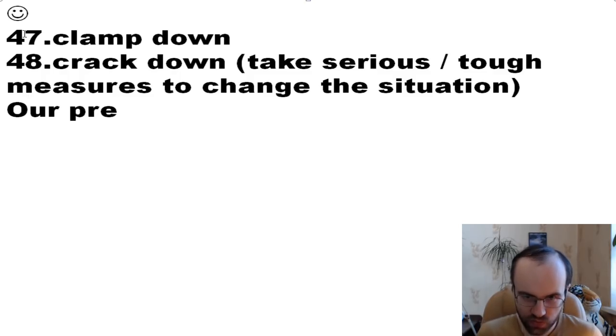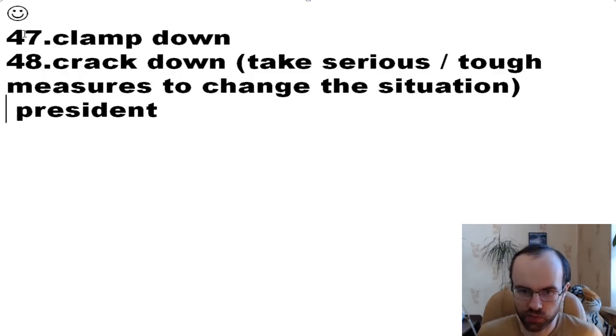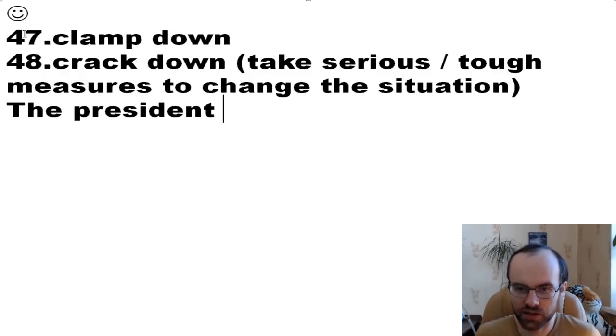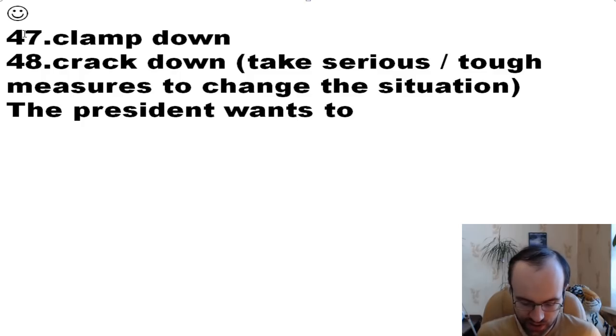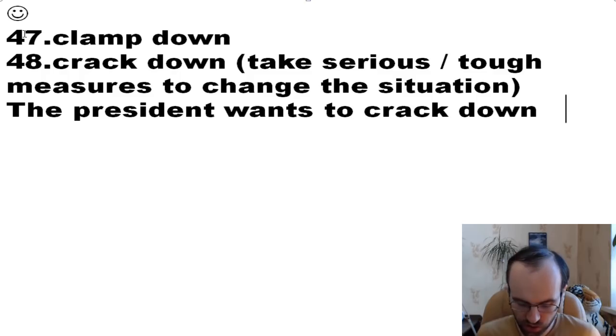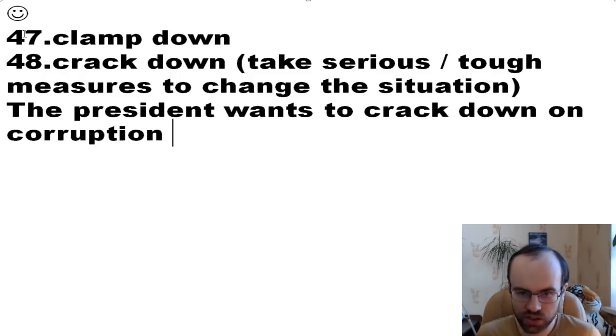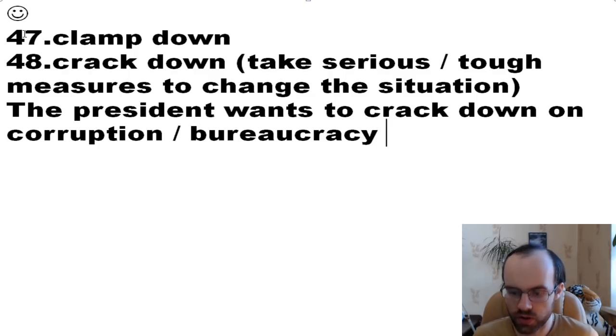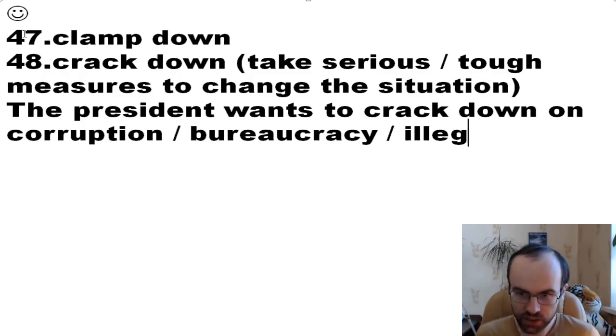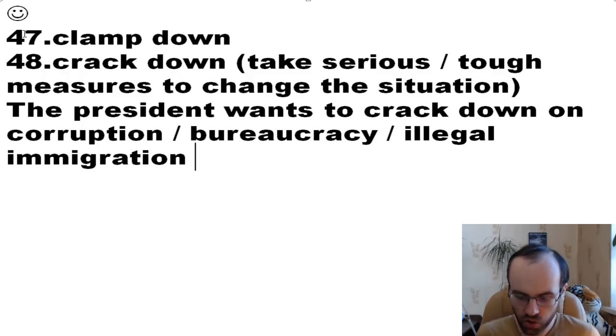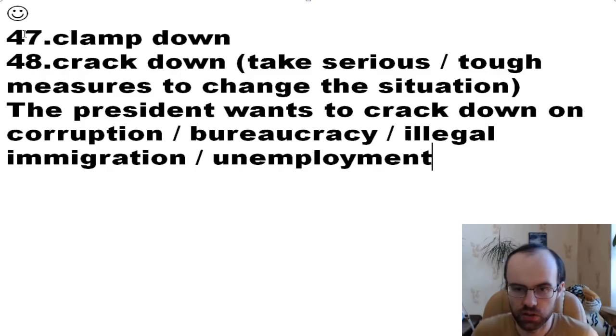The president, if we don't want to say that it's our president, maybe the president of another country, wants to crack down, and also possible to clamp down on what? On corruption. So it's a very bad thing. What else? On bureaucracy. On what? On illegal immigration. On, can you continue, my dear? On unemployment. So the president wants to crack down or to clamp down on these things. So he wants to get rid of these things completely.